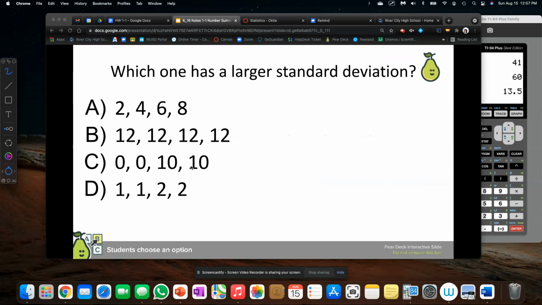So looking at this data, which one has a larger standard deviation? You have to think about which points differ the most. Well, in this case, these zeros and tens are going to differ the most. B is going to have the smallest standard deviation because all of these points are the same.